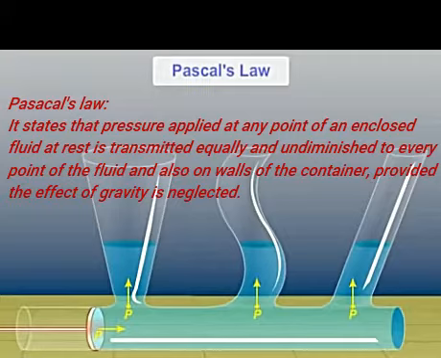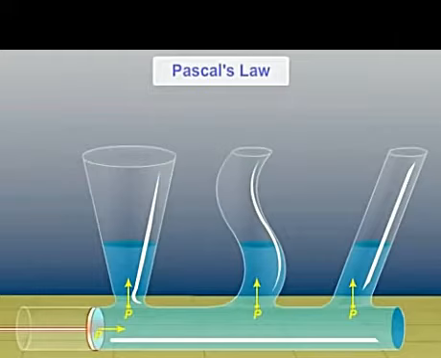That means when we apply pressure at any point, the pressure is transmitted equally to all sides of a container without changing the shape. So it is said to be transmitted equally and undiminished, without changing the dimension, to every point of the fluid and also the wall of the container, where the effect of gravity is neglected.